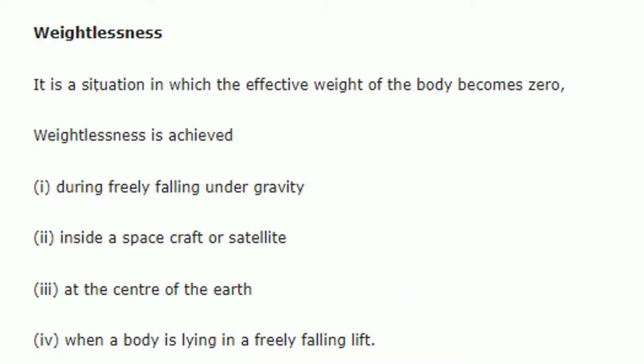Weightlessness. What is the weightlessness situation? You might have seen the astronauts, they are just floating around, so they are feeling no or less weight. So this is a situation in which the effective weight of a body becomes zero. How is this weightlessness achieved? When you are falling freely under gravity, you are inside a spacecraft or a satellite, if you happen to reach the center of the Earth, and when a body is lying in a freely falling lift.